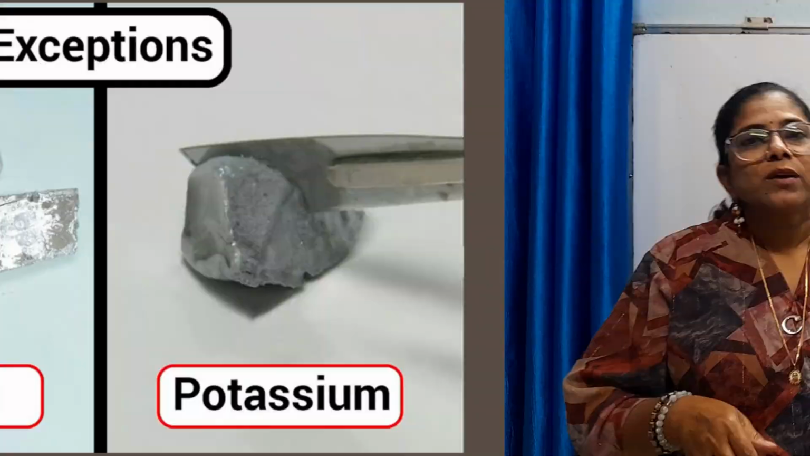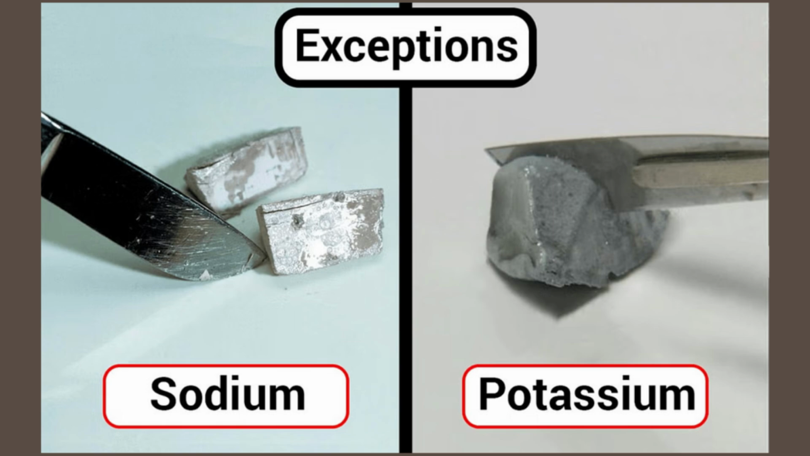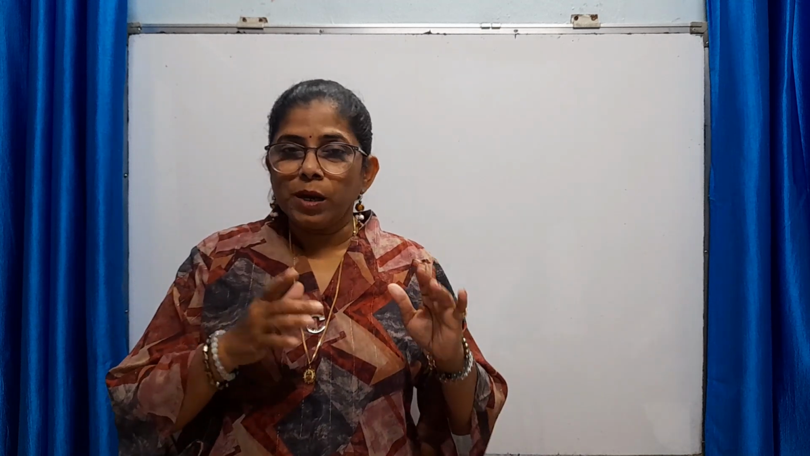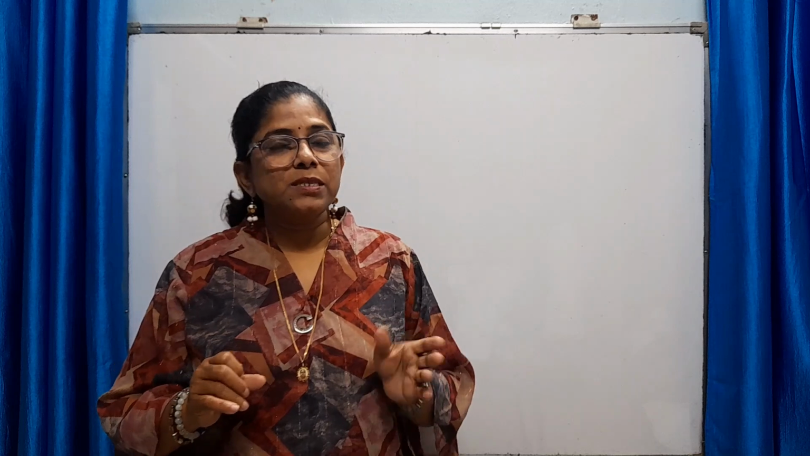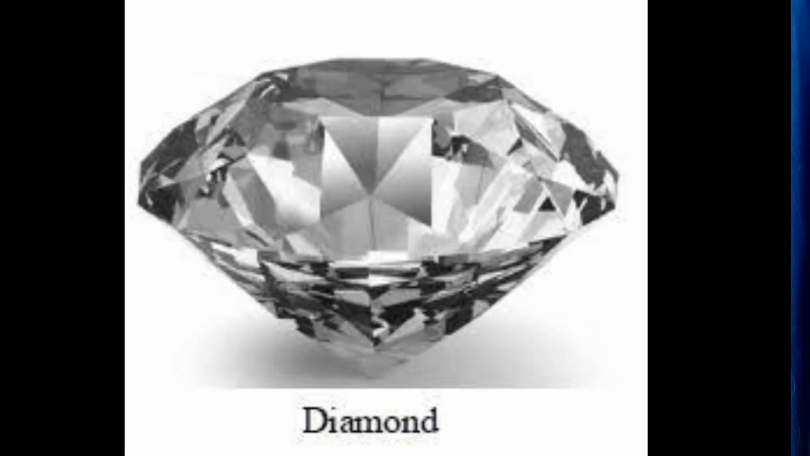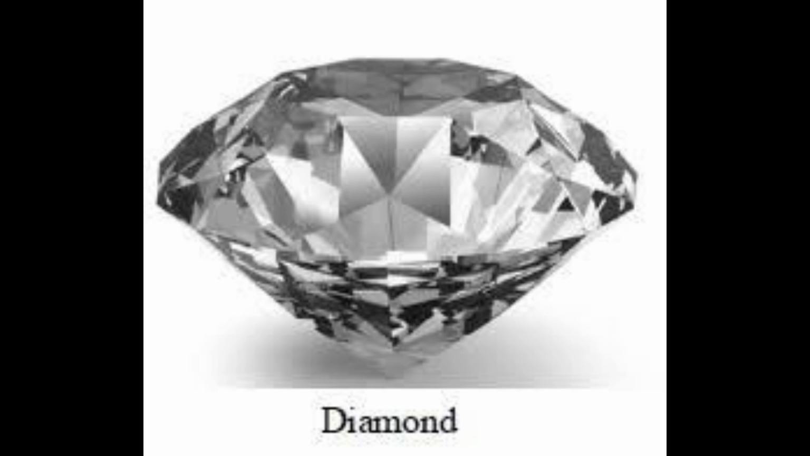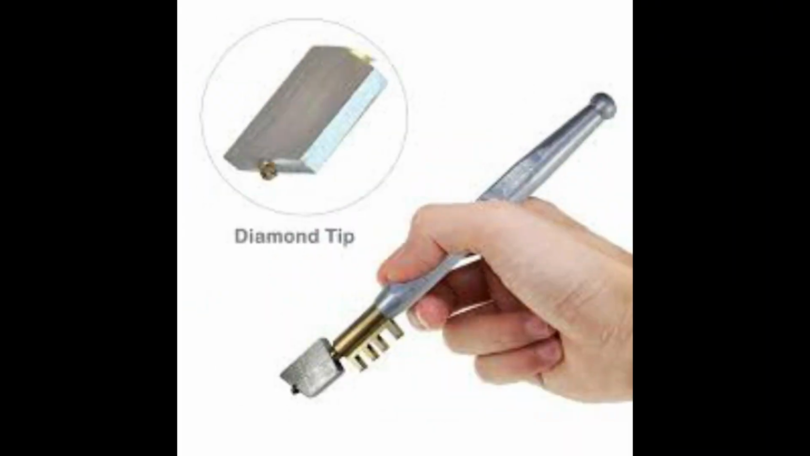They are so soft that we can even cut these metals with a knife. So, sodium and potassium are the metals which are soft. Similarly, we said that non-metals usually are not so hard, but diamond is the non-metal which is the hardest substance. Because of this hardest nature, diamond is used in glass cutting. So diamond, though being a non-metal, is the hardest substance.